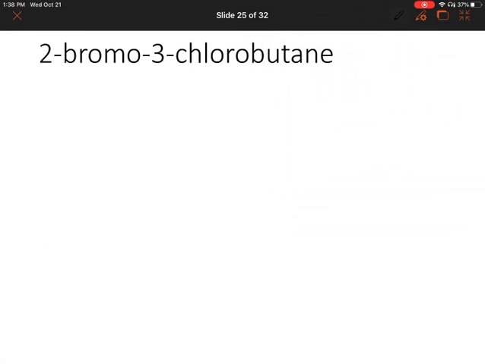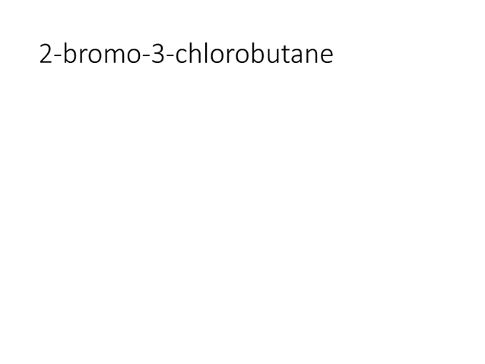Okay, so for this one, let's just start by drawing the structure, and we won't worry about wedges or dashes or anything like that. We'll just draw everything in the plane of the paper. Okay, so the last part of the name, butane, tells me I have how many carbons? 4. So I'll just draw my 4-carbon chain.